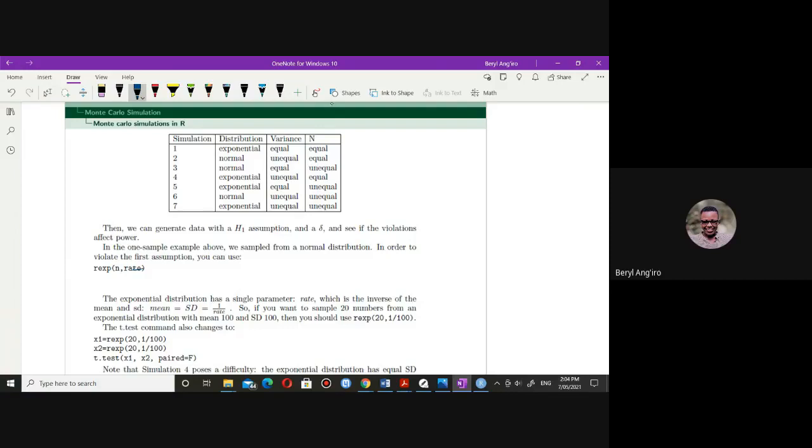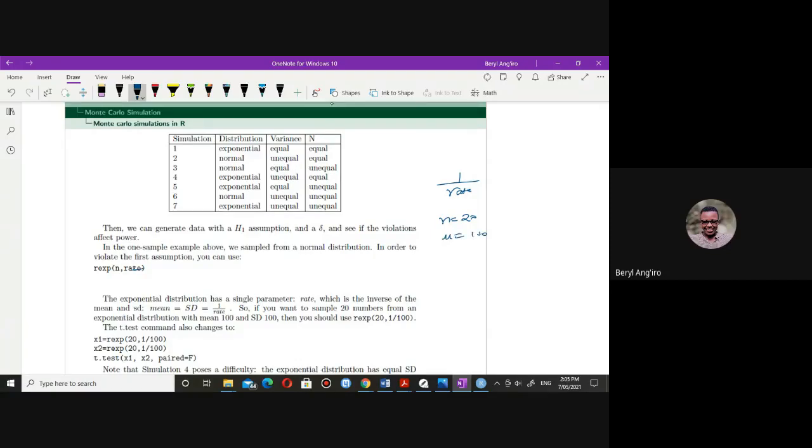And the exponential distribution has a single parameter, which is the rate, and it is the inverse of the mean and standard deviation. So the rate is just the inverse of the mean and standard deviation. So if you want to sample 20 numbers, remember, in the same example that we had, n was 20 and mu is 100.